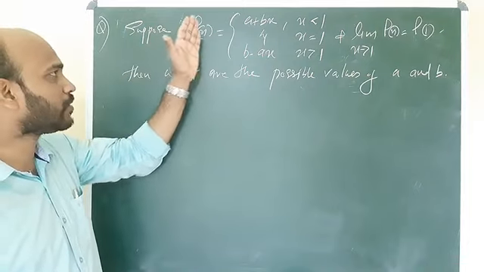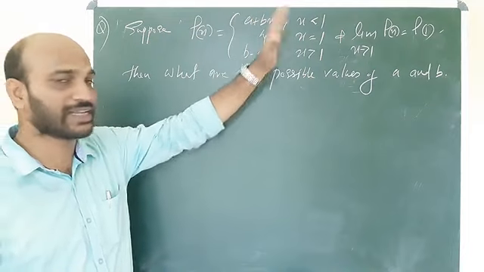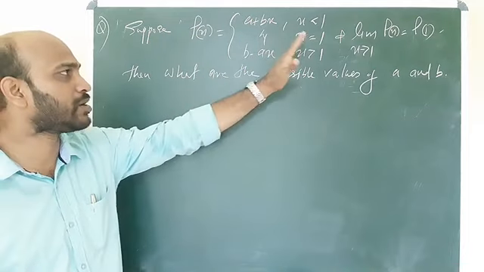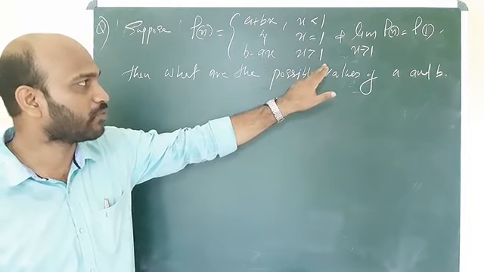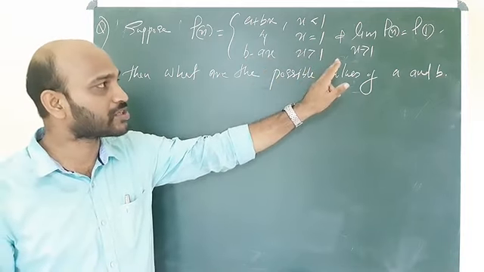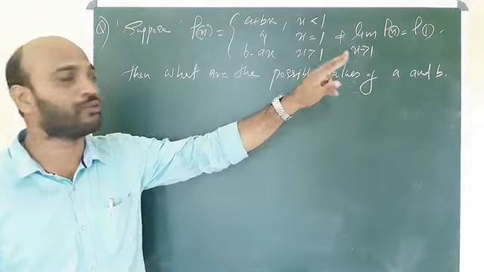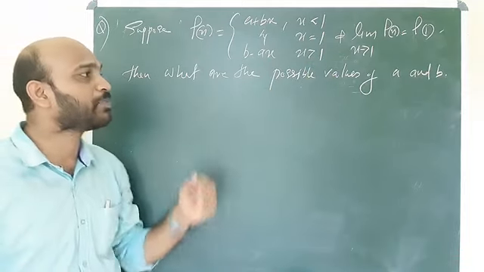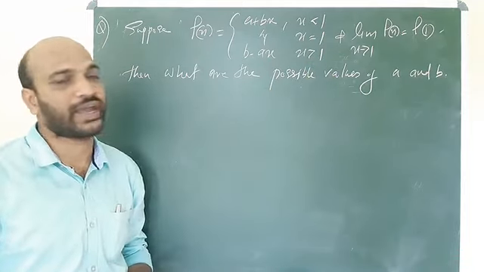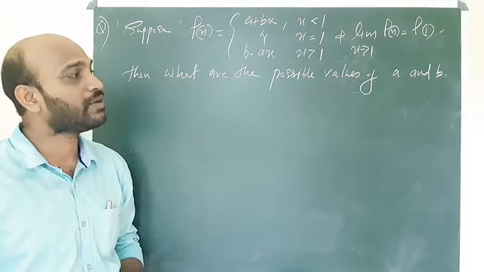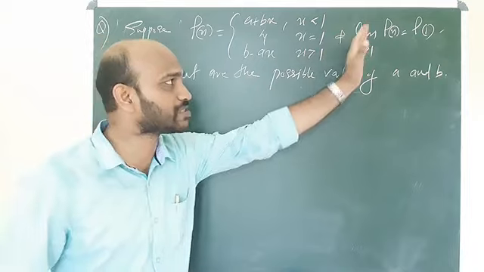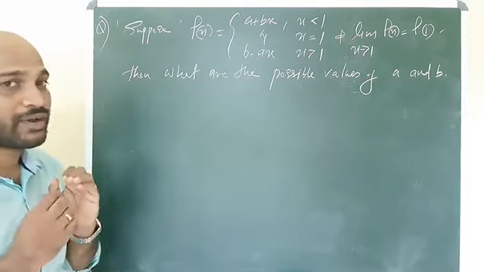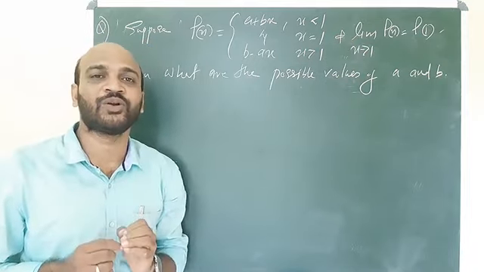Suppose f of x equal to a plus bx when x is less than 1, equal to 4 when x equal to 1, equal to b minus ax when x is more than 1, and limit x tends to 1 f of x equal to f of 1. Then what are the possible values of a and b? Okay. We want to find the value of a and b given that the limit exists and is equal to f of 1. The limit exists if LHL equal to RHL.